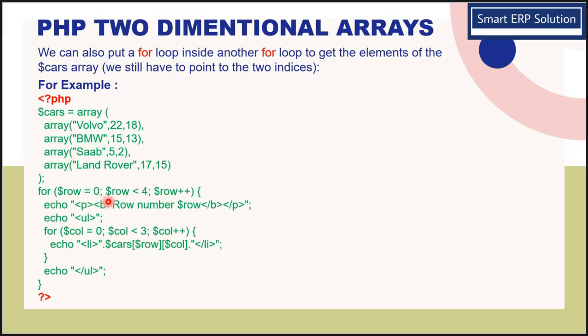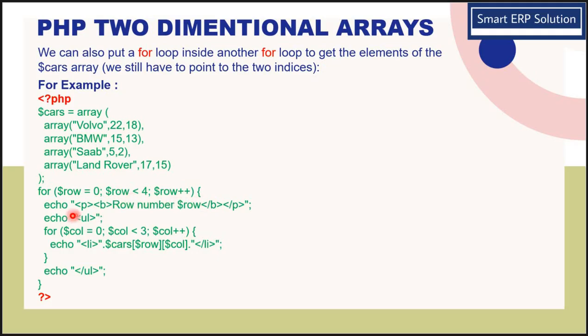For row equals 0, row less than 4, meaning 1, 2, 3, 4. There are 4 items. The number of the first row is 0, this is row 1, this is row 2, this is row 3. So how many times will the loop be executed? This row loop will be executed 4 times: 0 to less than 4, that means 0, 1, 2, 3.